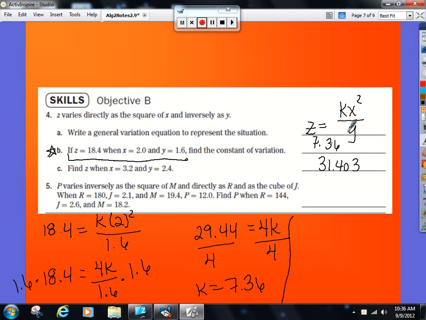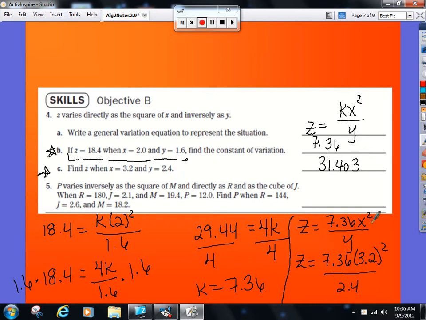I will now plug that back into my equation. So now I have z equals 7.36 x squared over y. The B question just asked for the constant. We are now going to make a prediction: we're figuring out what z is when x is 3.2 and y is 2.4. So z is what I'm still looking for. This is just evaluating an expression, really. 7.36 times 3.2 squared all over 2.4.